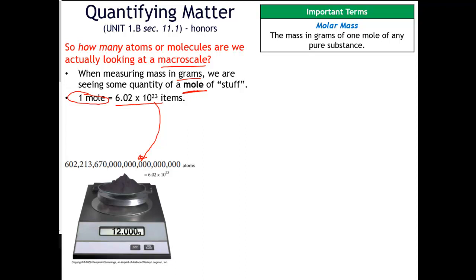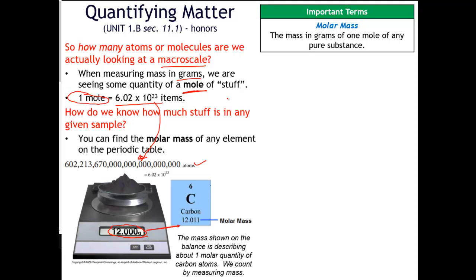Now, the next question we're going to hit is, how do we know how much stuff is in a sample? How do we know that we have exactly this many atoms if you see 12 grams? That's a great question, because we need to understand something called the molar mass. So you're starting to learn a little bit more about the periodic table.